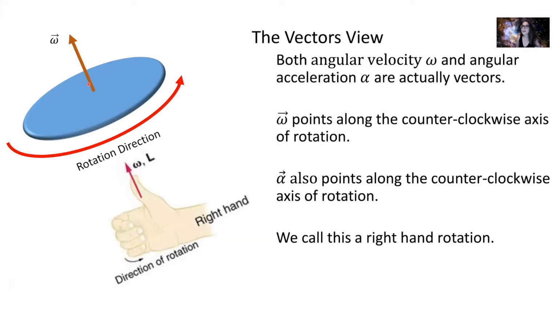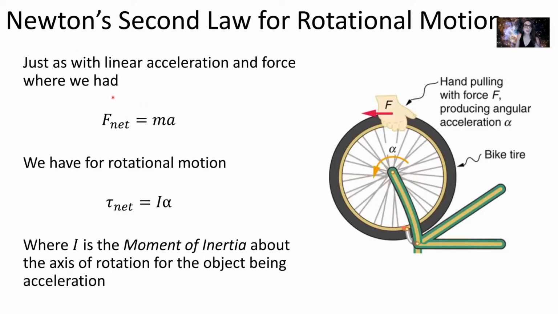And alpha also points along the axis of rotation too. So if you figure out your direction for omega, then you can figure out your direction for alpha, which is your angular acceleration. Just as with linear acceleration and forces, where force equals mass times acceleration, Newton's second law, for rotational motion our rotational equivalent is that the torque equals the moment of inertia times the angular acceleration. So instead of force, we've got a torque. Instead of mass, we have the moment of inertia. And instead of linear acceleration, we have angular acceleration.